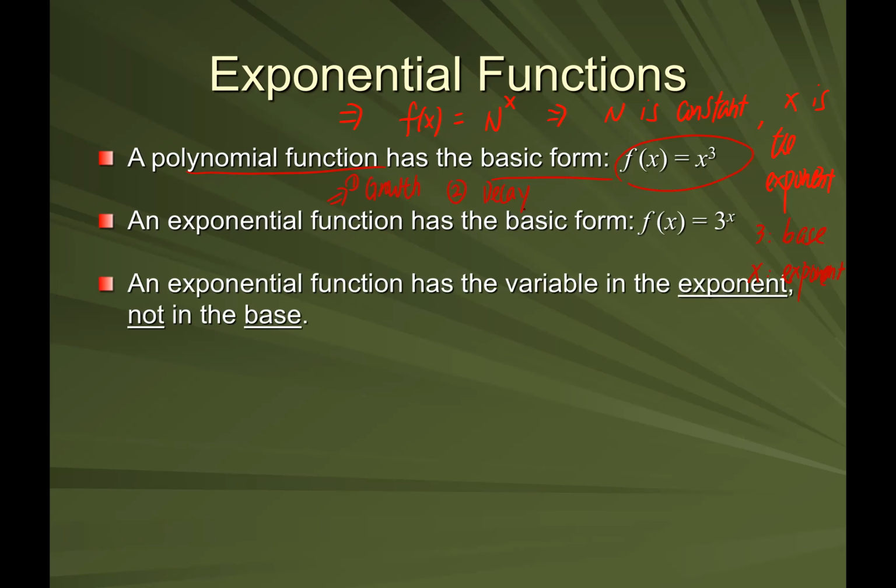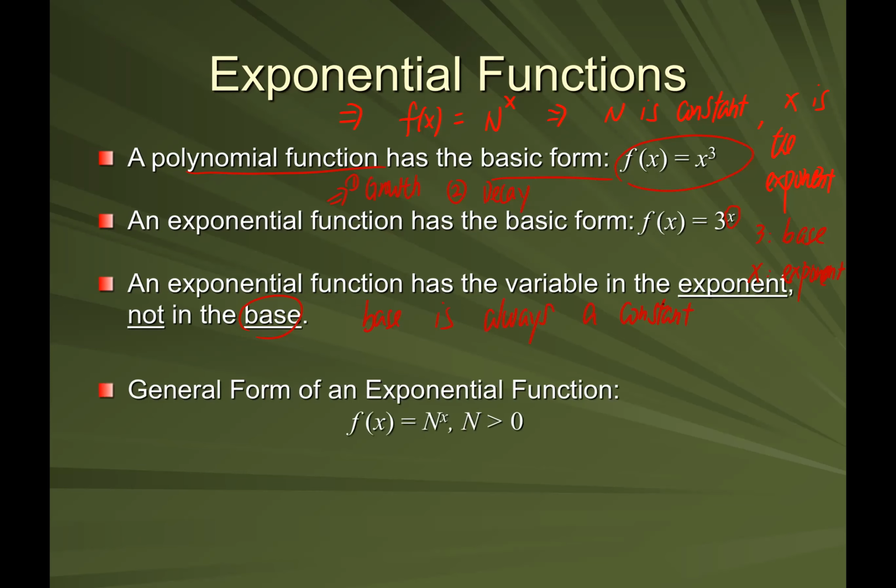So an exponential function has the variable in the exponent, not in the base. Okay. Variable in exponent, right? So variable is in exponent. The base is always a constant, right? Base is always a constant, typically a natural number.